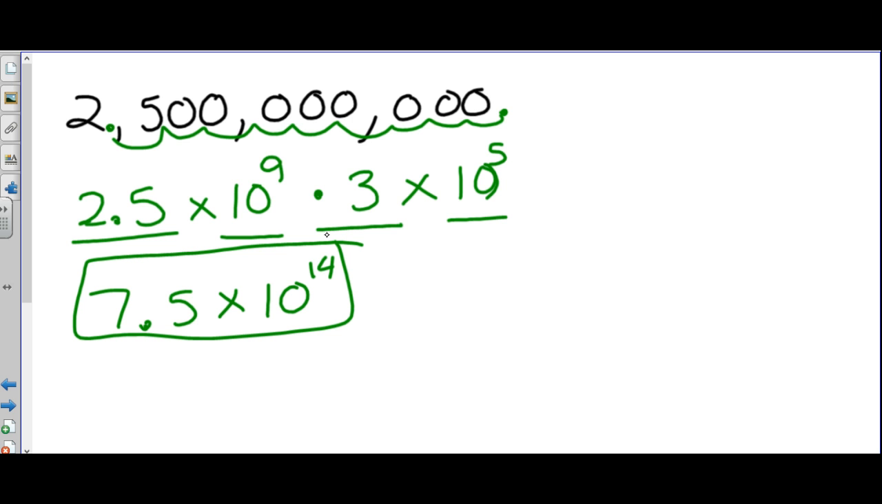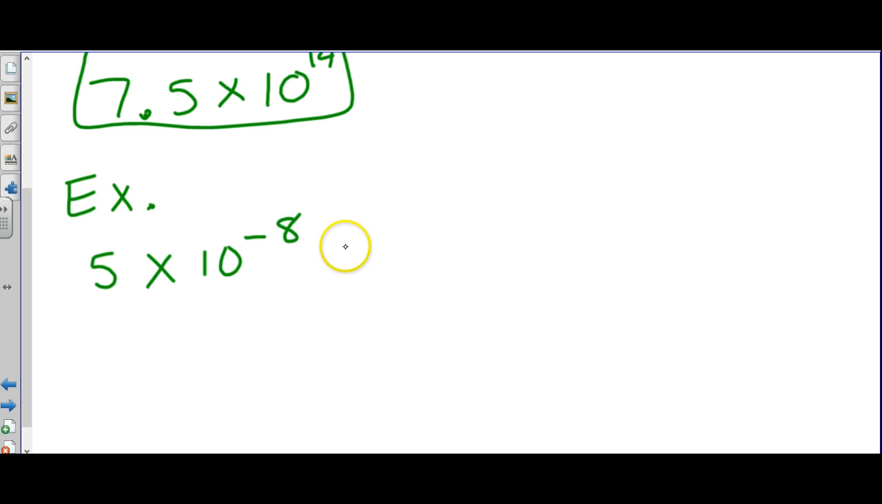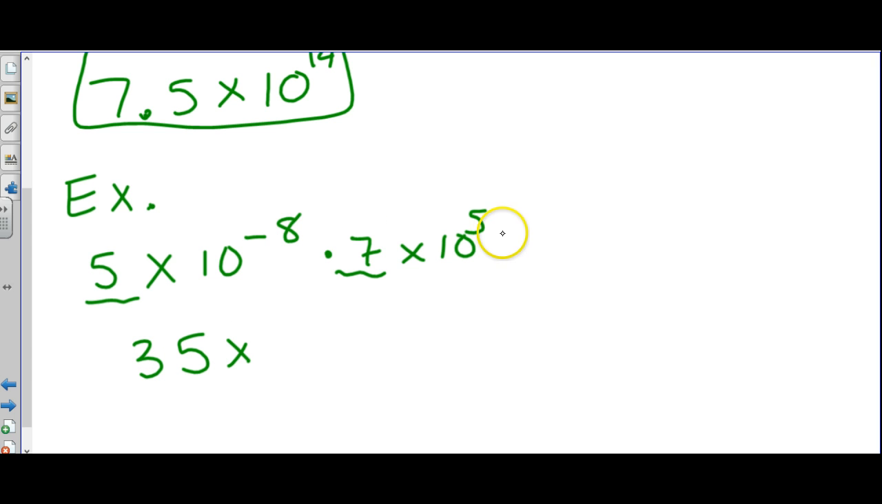So let me show you another example of this because there will be some trickier type of questions. So we have 5 times 10 to the negative 8th and 7 times 10 to the 5th. So again, we multiply the numbers in front together. 5 times 7 is 35. And we add the exponents. Negative 8 plus 5 is negative 3.